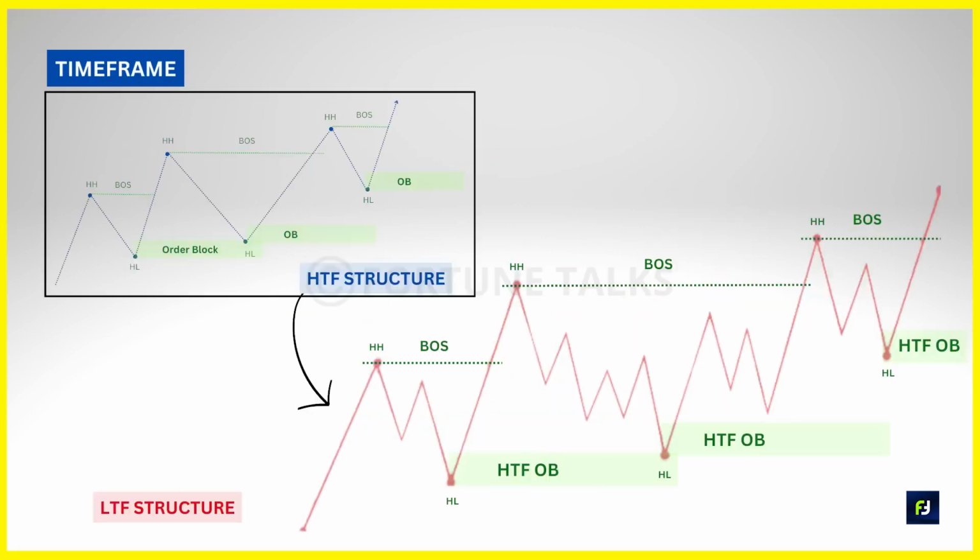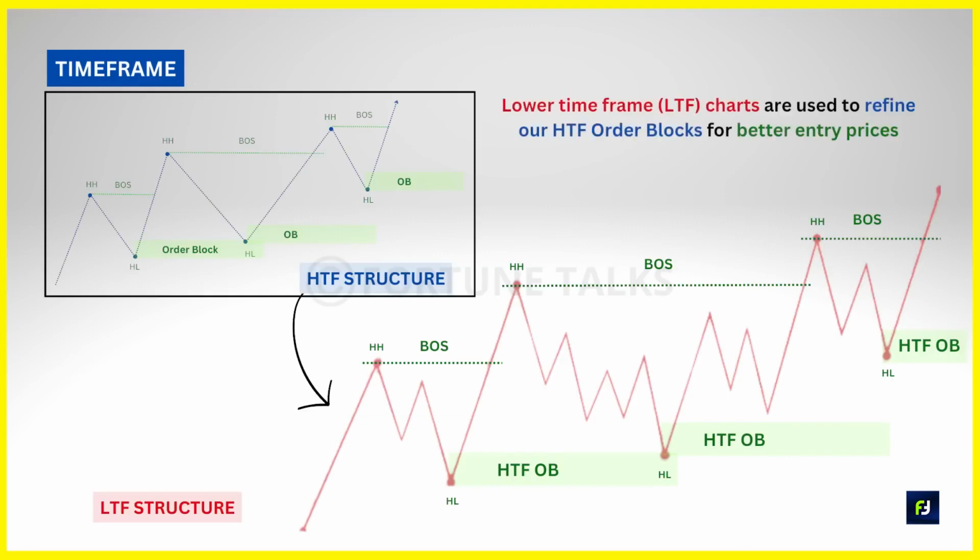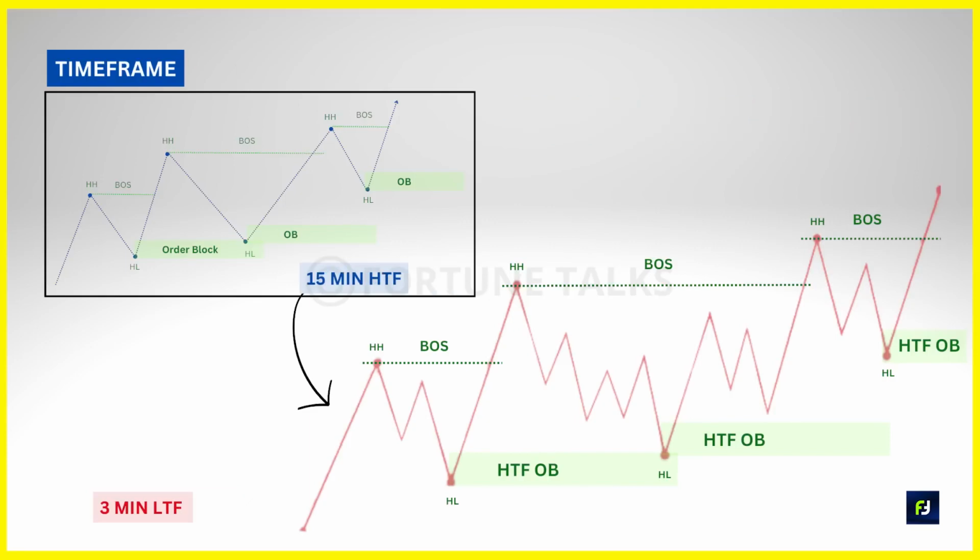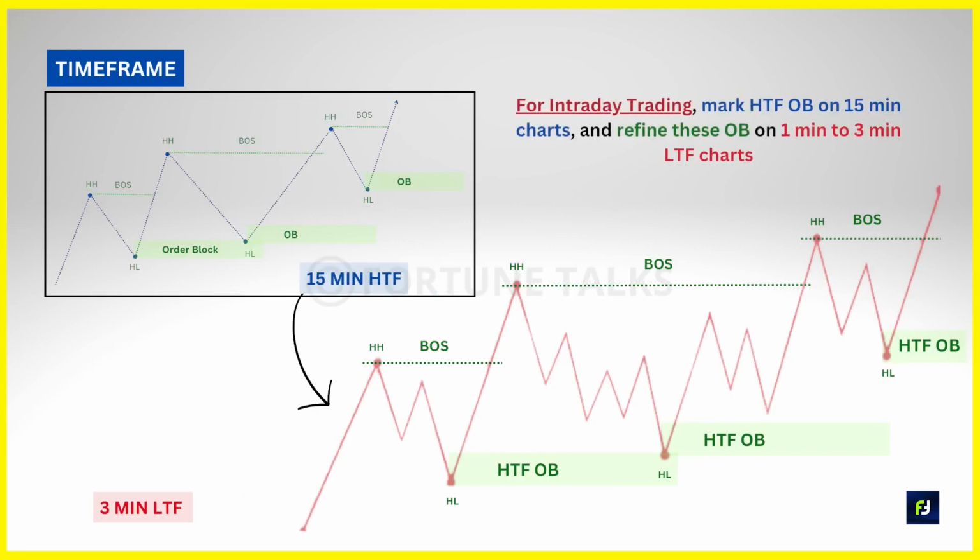Once the higher time frame order blocks are marked, we can turn to our lower time frame charts to refine our order block for better entry prices. For example, if you are an intraday trader, you can mark valid order blocks on your higher time frame, which is 15 minutes. Once you're done marking the order blocks, you can go down to your lower time frame such as 1 minute, 2 minute, or even 3 minute charts and refine your order block for taking better trade entries. This is called lower time frame order flow refinement. This method will help you analyze the trend and take positions with better reward to risk.